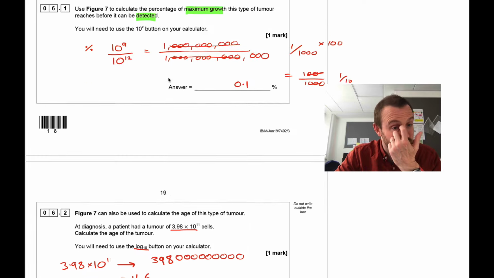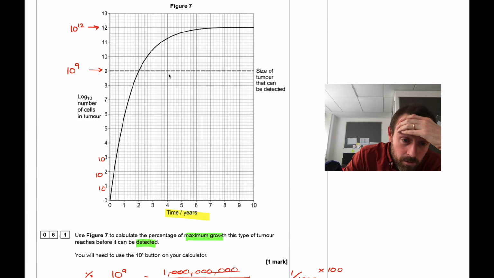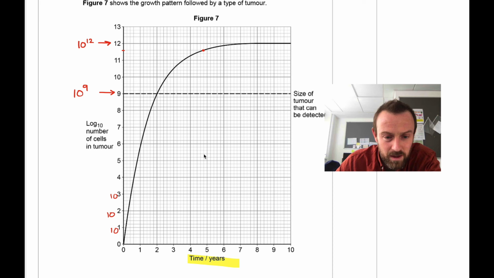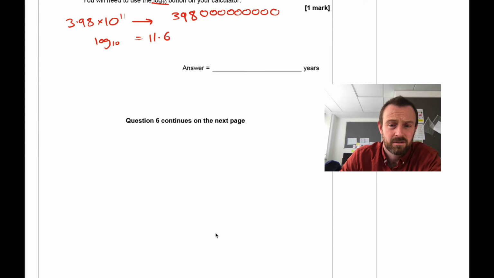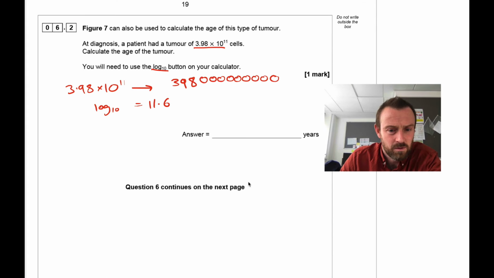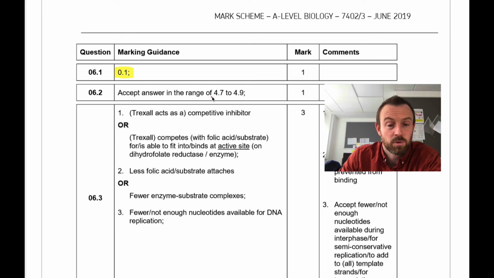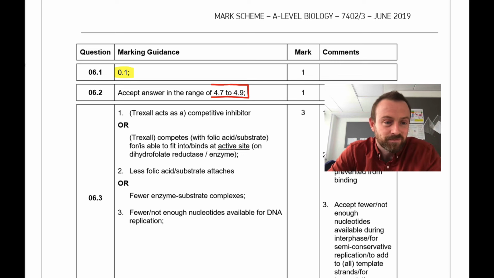Equals 11.6. Now I go to this graph. 11.6. That's 11.2, 4, 6, 8, 10, so it's there. 11.6 is right there. And then I go all the way down to here. So it's 4.8 years. Does it say to the nearest year? 4.8 years. Is it going to be right? Let's hope so. Yes, somewhere between 4.7 to 4.9. So yep, 4.8 is correct. Phew.